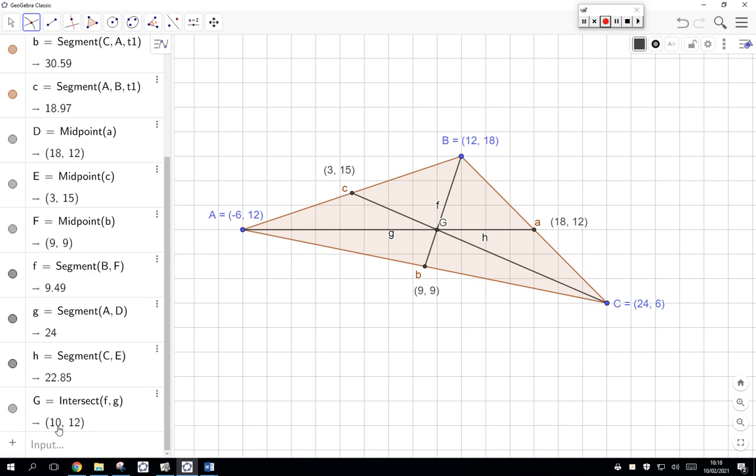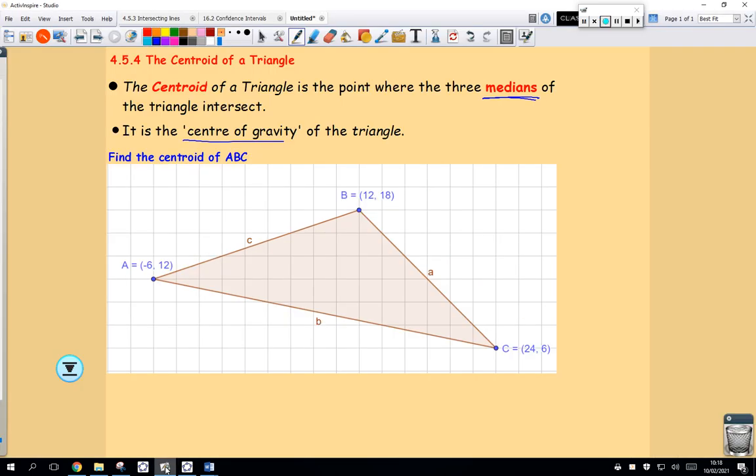So practice that using GeoGebra. Also, find the equation of one median, find the equation of the other, and then see if you can work out the point of intersection. Very straightforward. However, what I'm going to do is I'm going to use a formula. And the formula for finding the centroid is really straightforward.